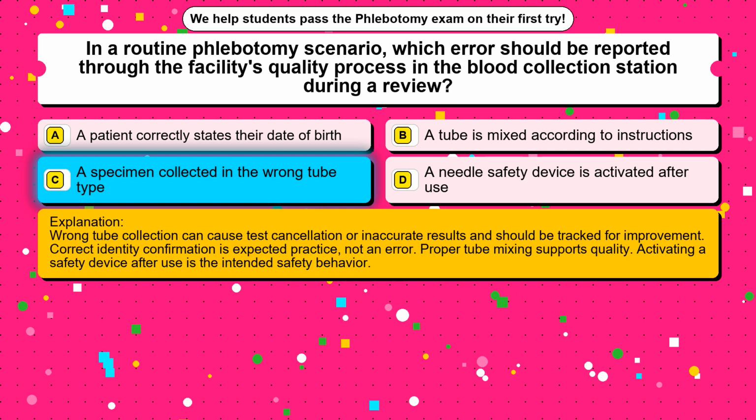Wrong tube collection can cause test cancellation or inaccurate results and should be tracked for improvement. Correct identity confirmation is expected practice, not an error. Proper tube mixing supports quality. Activating a safety device after use is the intended safety behavior.